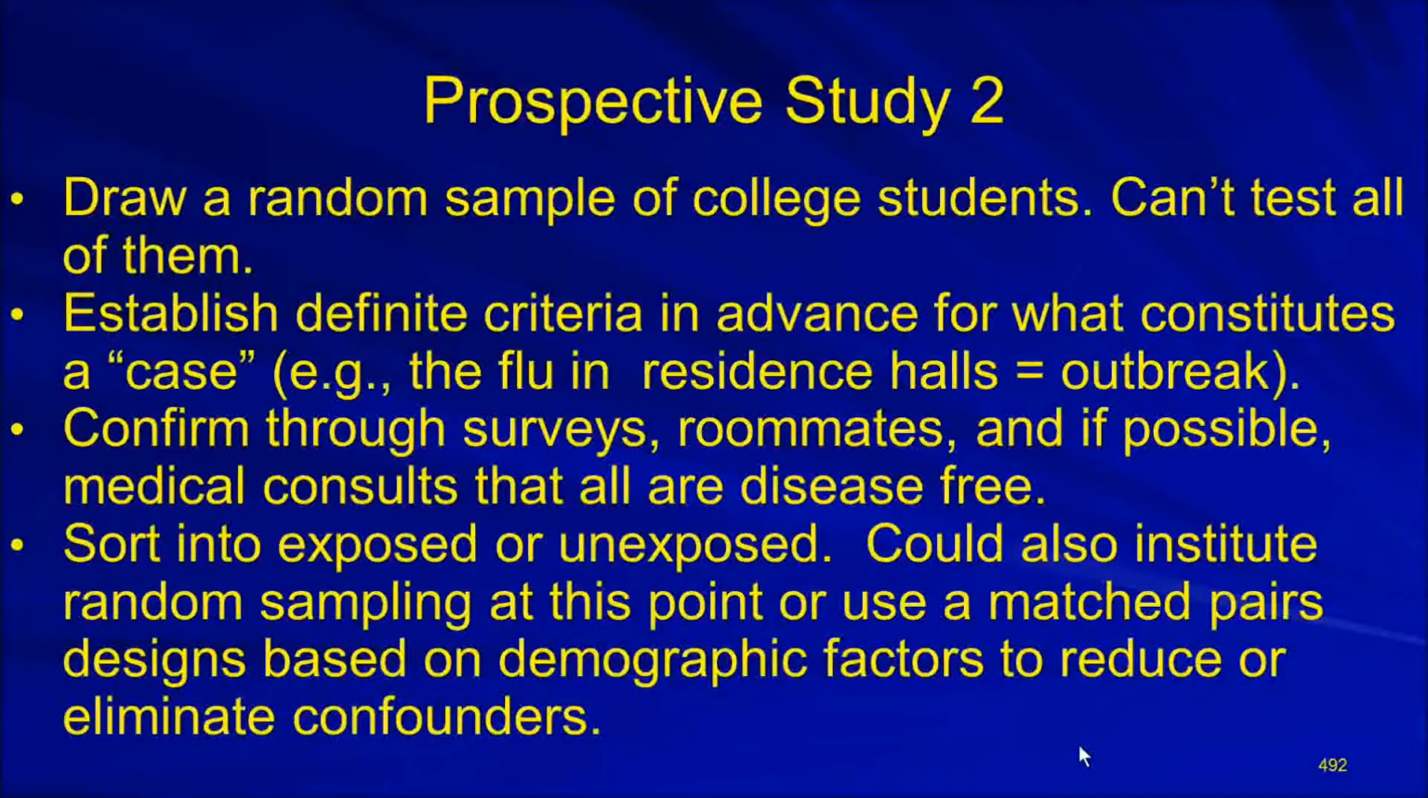Could also institute random sampling at this point if we had too many, or use the matched pairs design based on demographic factors to reduce or eliminate confounders. Now I'm using terms here that you have not been exposed to. You don't know about a matched pairs design. I understand that. Don't worry about it. You're going to get exposure to that very soon.